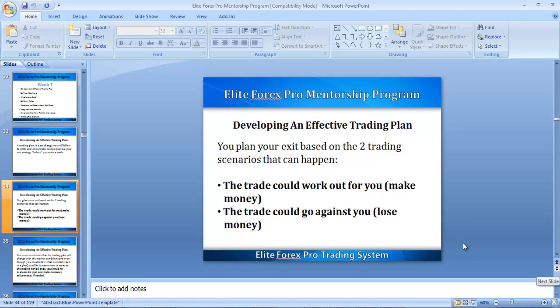So you plan your exit based on the two trading scenarios that can happen. The first scenario is the trade could work out for you and make you money immediately, or the trade could go against you. I won't say lose money, just your value will be down for some time. So obviously if your value is down for some time, we just put all our energy on the holding cost that they'll be paying us. So that is one of the plans.